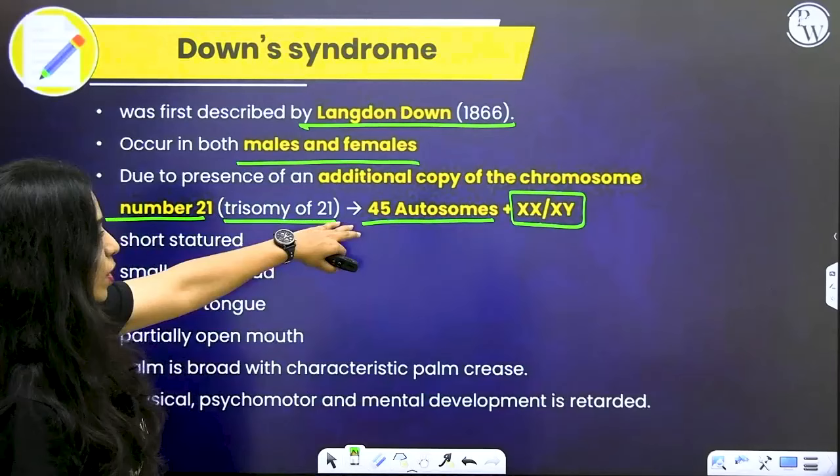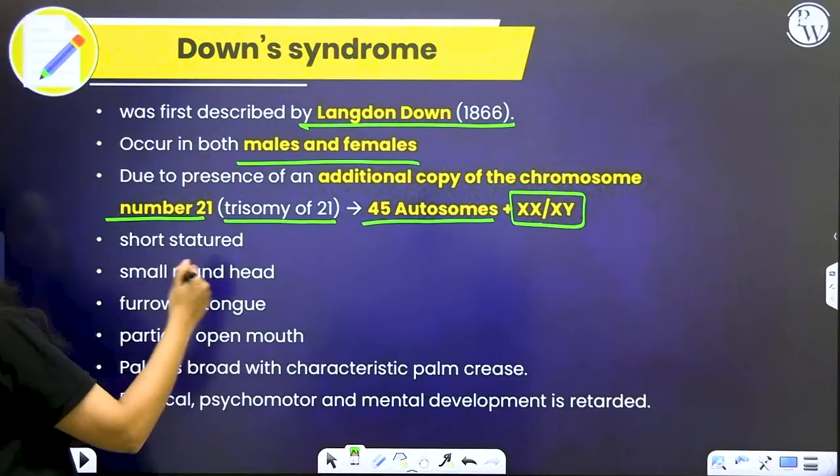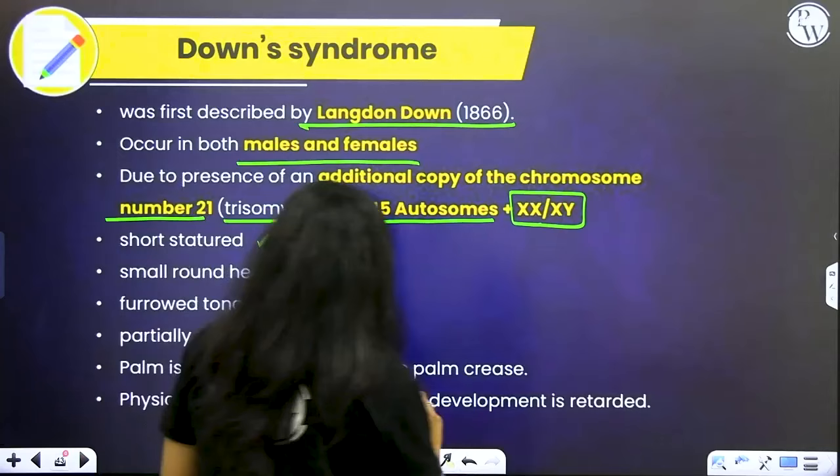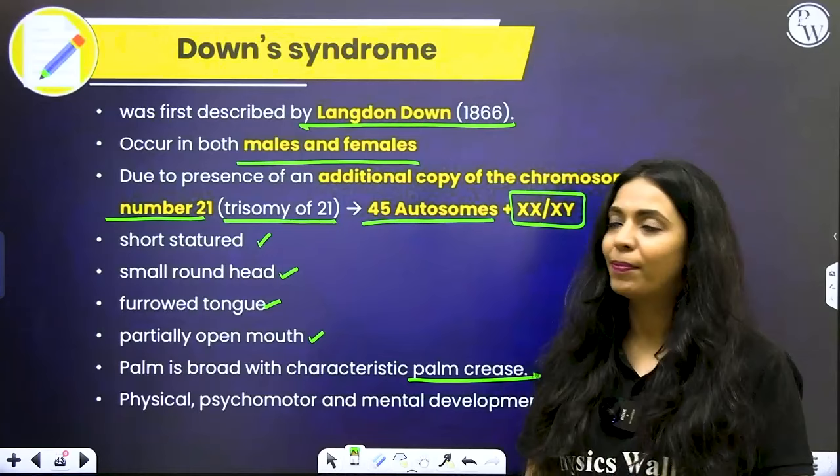What will happen as a result is the individuals that suffer from Down syndrome have short stature. They have a small rounded head. They have a furrowed tongue. Their mouth is partially open. The palm is very broad with a characteristic palm crease. And physical development, psychomotor development, and mental development is also retarded in such individuals.